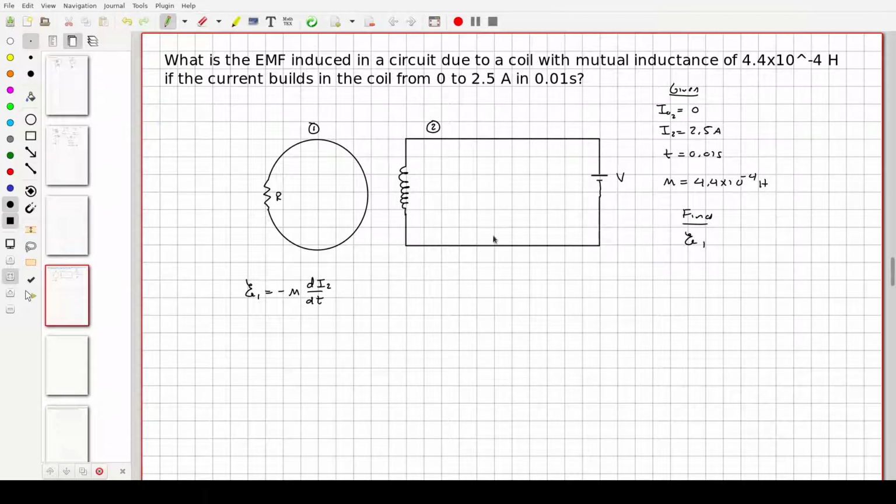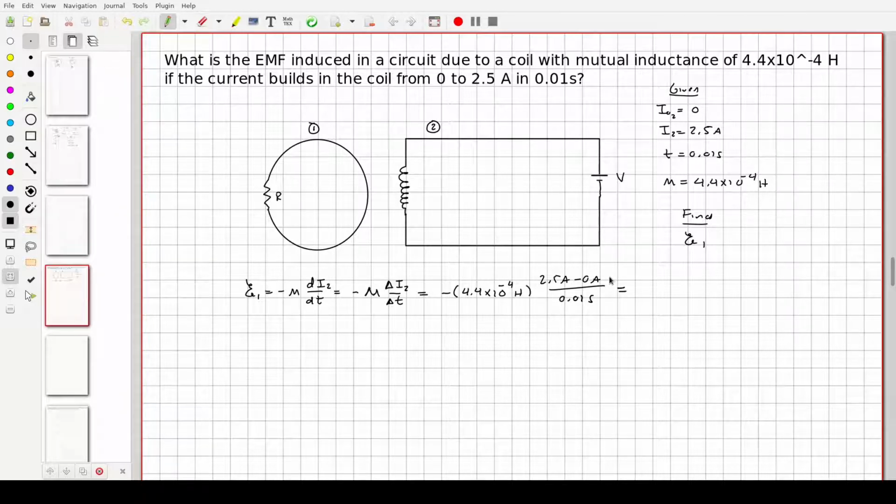And here, since we're dealing with initial and final results, we can sort of convert this derivative to changes in current and time, if you want to think of it like that. So this would be minus 4.4 times 10 to the minus 4th henries, times 2.5 amps minus 0 amps divided by our change in time, which is 0.01 seconds.